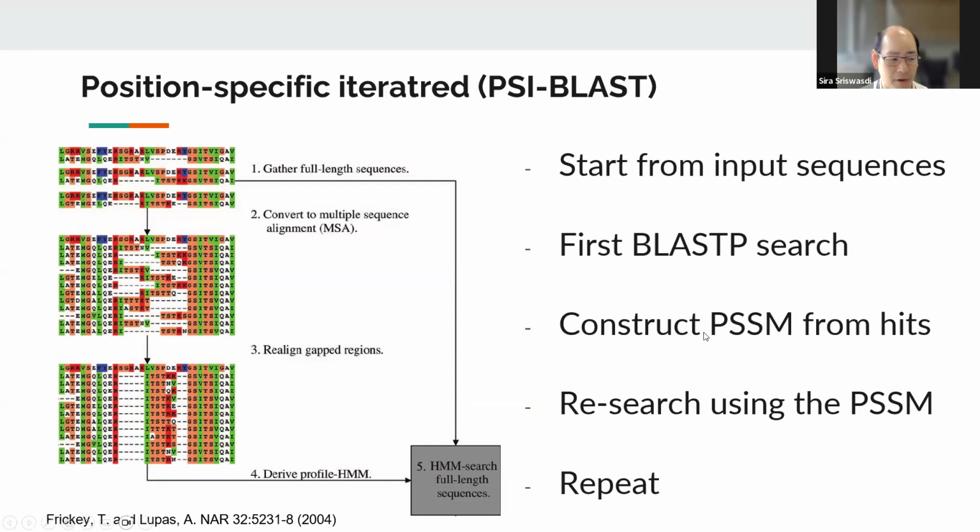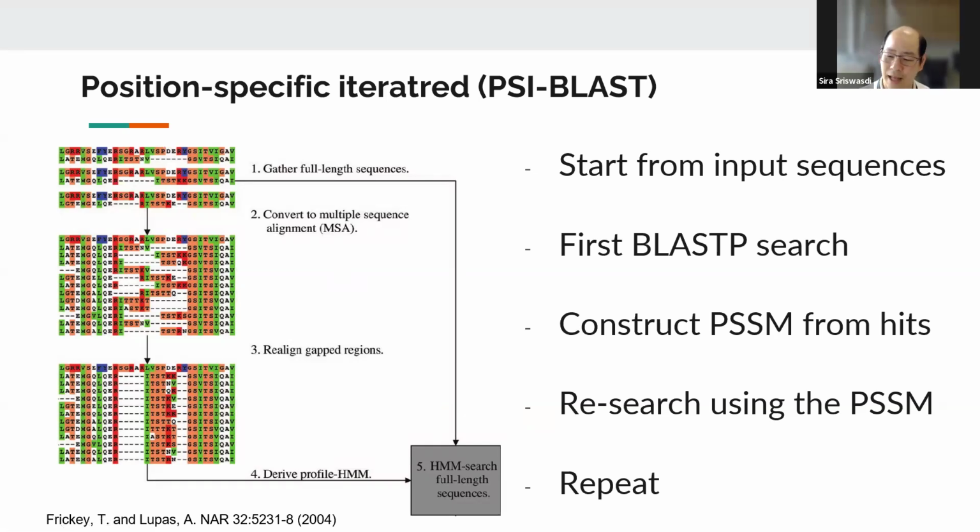So the program is going to construct the position-specific scoring from the hits that we get, and it's going to use that position-specific profile to run another search. So we will get a better hit this time, because now we have a different scoring for different positions. We get new hits, it's going to update the position-specific matrix and then run this again, multiple rounds. So this is repeated until we refine the position-specific score and we get the final result.